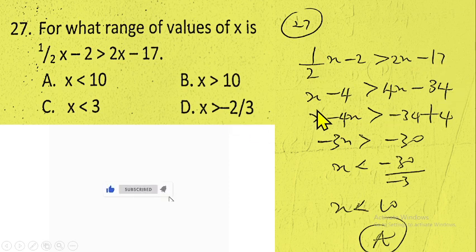From there, we can collect like terms. That means you'll be having x minus 4x greater than minus 34 plus 4. Minus 34 plus 4 gives us minus 30. x minus 4x will give us minus 3x. You can divide both sides by minus 3, and that will affect this inequality, so we change to less than. So we have x is less than minus 30 over minus 3. So minus divided by minus, and 3 into 30, will give us x less than 10. So option A is the correct option for question number 27.